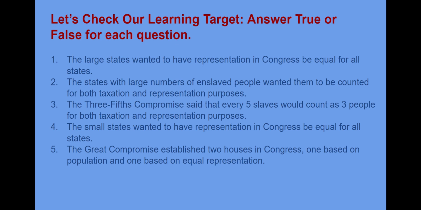Number 3, the 3/5 compromise said that every 5 slaves would count as 3 people for both taxation and representation purposes. Number 3 is true. Number 4, the small states wanted to have representation in Congress be equal for all states. Number 4 is true. Number 5, the Great Compromise established 2 houses in Congress, one based on population and one based on equal representation. Number 5 is also true.